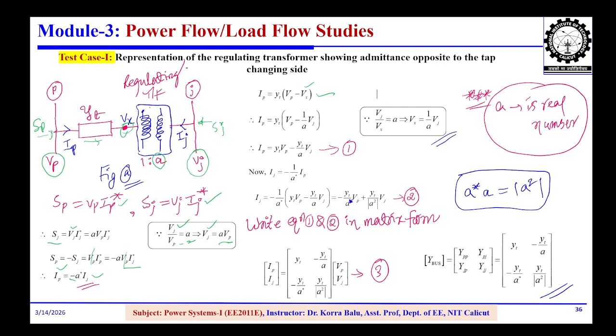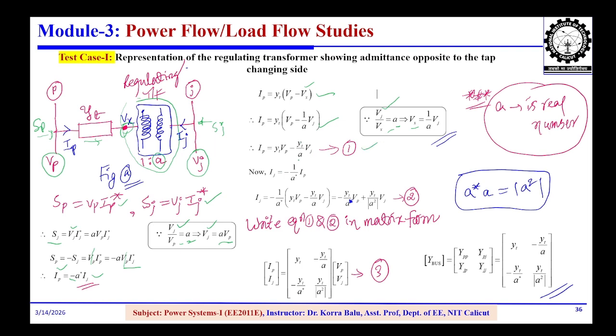Otherwise, for the regulating transformer, you can say Vj by Vx is equal to A. So Vj by Vx is equal to A. So in place of Vx, we can apply 1 by A into Vj. Then IP is equal to YT into VP minus YT by A into Vj. We can get the equation 1.